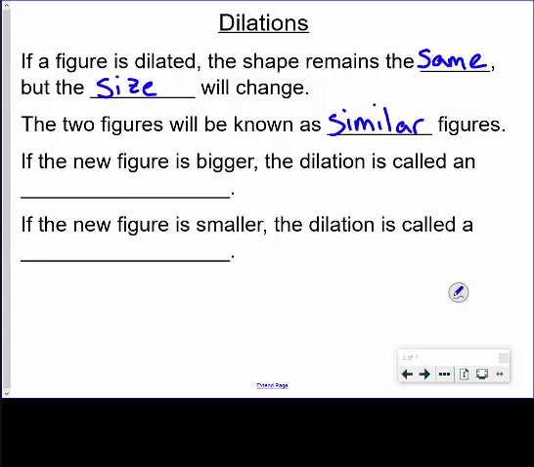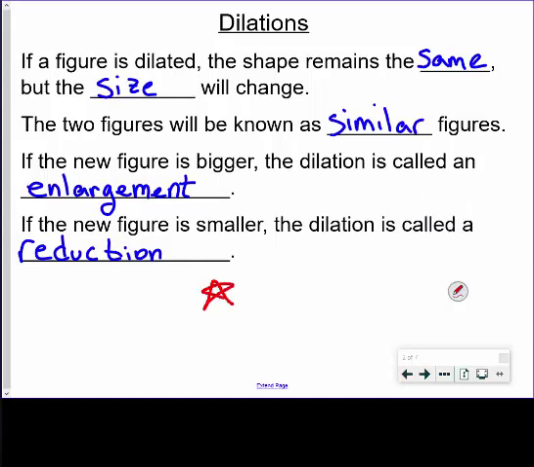Wait, dilated means like huge or like? Dilate means either make bigger or make smaller. If the figure is bigger, it's called an enlargement. If the figure is smaller, it's called a reduction. And as a side note, it is super important that these are not congruent. It's the only transformation we do that is not congruent. It's up to you. Do something to make it stand out, because I guarantee you that's going to be questions that you're asking about.